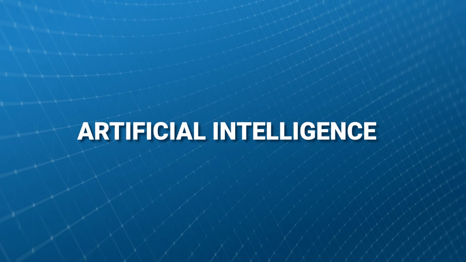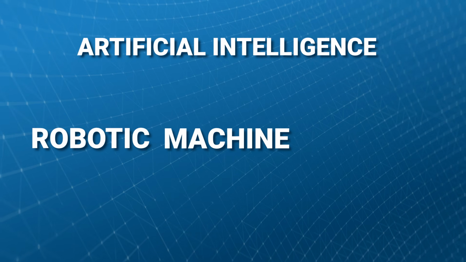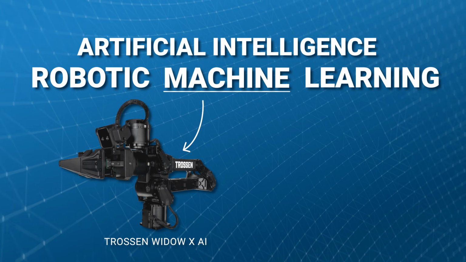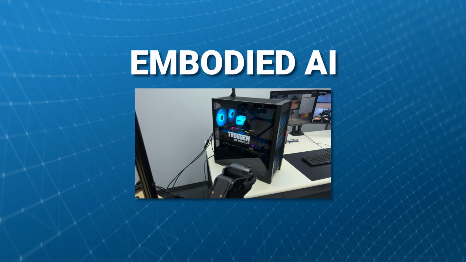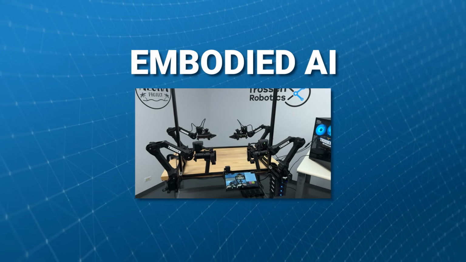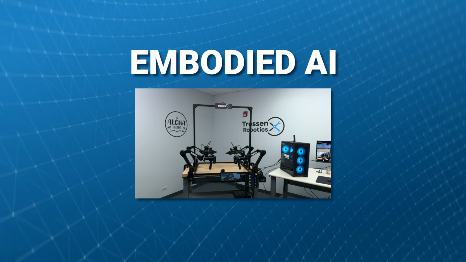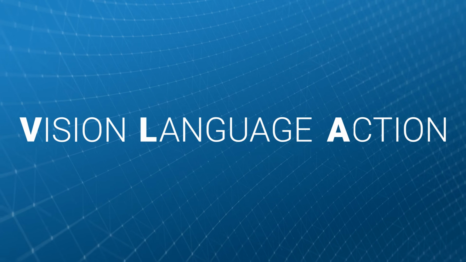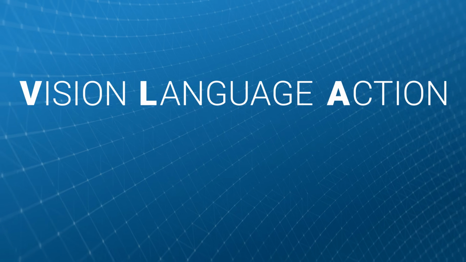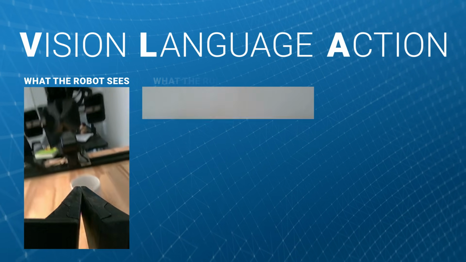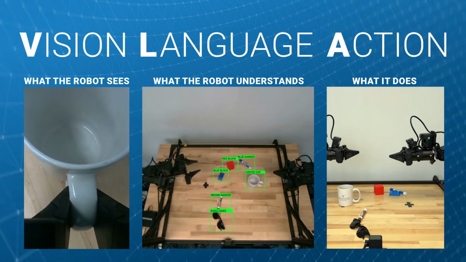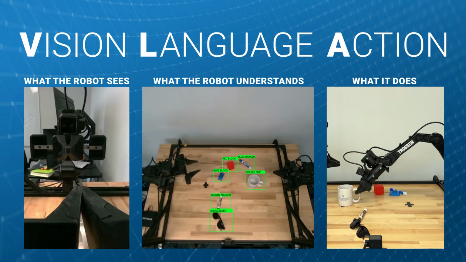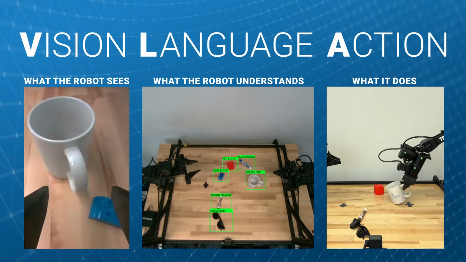One branch of artificial intelligence is called robotic machine learning. Think of the machine as the robot and the learning as the skills it needs to perform tasks. This is part of embodied AI, AI that doesn't just live in computers, but interacts with the physical world. And today, some of the most exciting advances in embodied AI are what we call vision language action models, or VLAs. These models connect three things: what the robot sees, what it understands or is told, and what it actually does. It's this combination that's allowing robots to go beyond rigid programming and start learning more naturally the way people do.